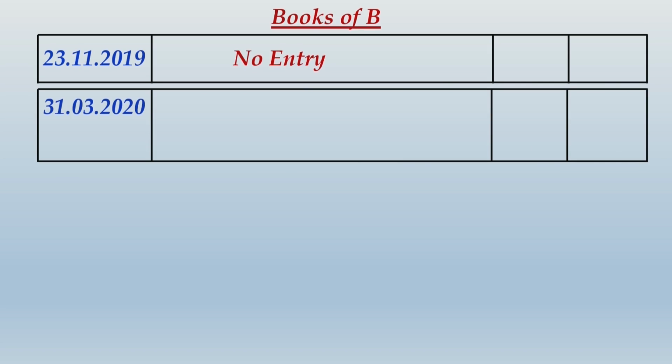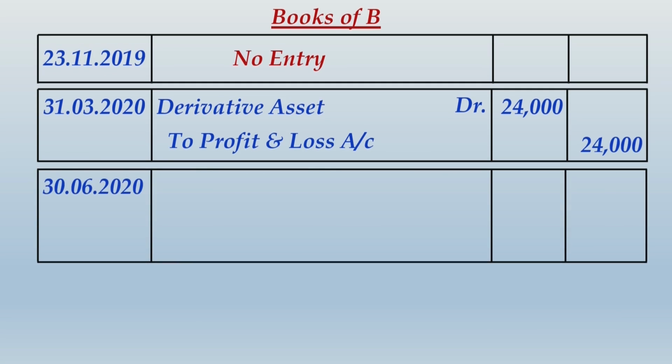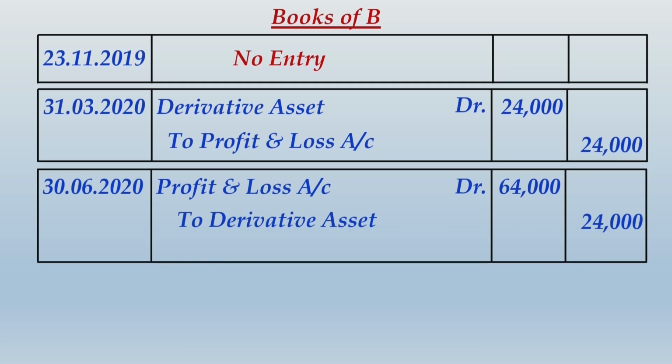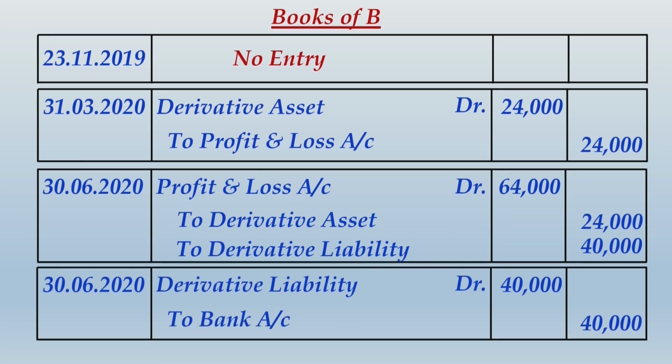So let us see how to write up those entries in the books of B. First of all, on 23rd November 2019, no entry shall be passed in the books of B. On the first reporting date, that is on 31st March 2020, it will be derivative asset debit to profit and loss, that is 24,000. On 30th June 2020, B will record a loss of rupees 64,000 by reversing the derivative asset of 24,000 and recognizing a new derivative liability of 40,000, which will be paid off immediately. Because A has to receive 40,000, obviously B has to pay that amount of 40,000.